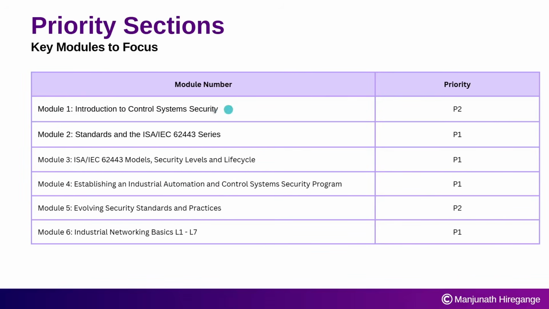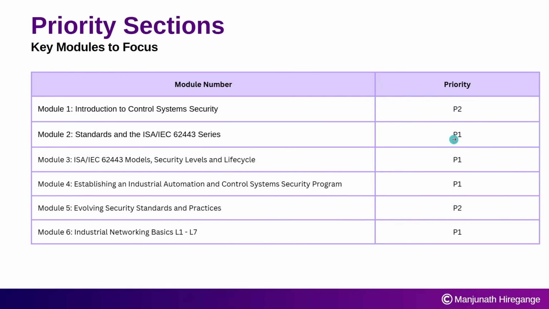First, I want to emphasize that all 12 modules are important. Each one contributes to building a solid understanding of the concepts required for this certification. But based on my experience and interaction with others preparing for this exam, I have assigned some priority levels like P1, P2, P3 to the modules.